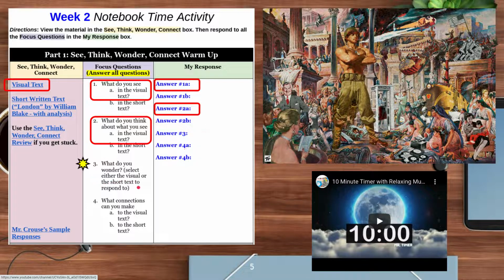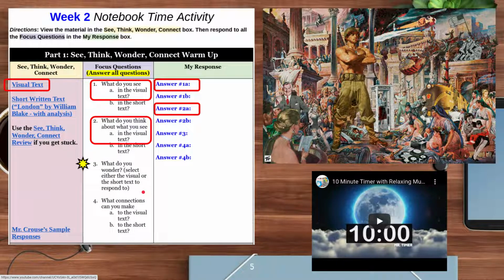For question number 3, it says, what do you wonder? Select either the visual or the short text to respond to. You only have to pick one or the other. I would suggest you just go with whichever one is easier for you. If you want to, you can skip this one and come back to it later.